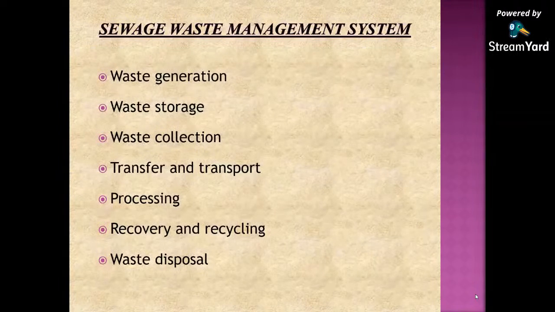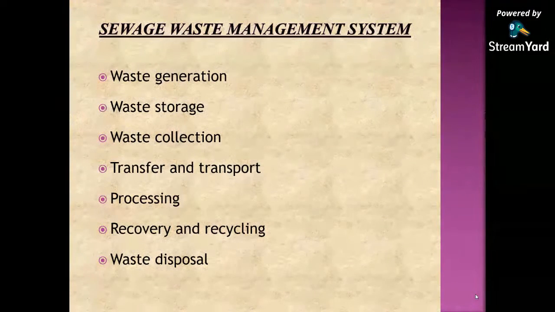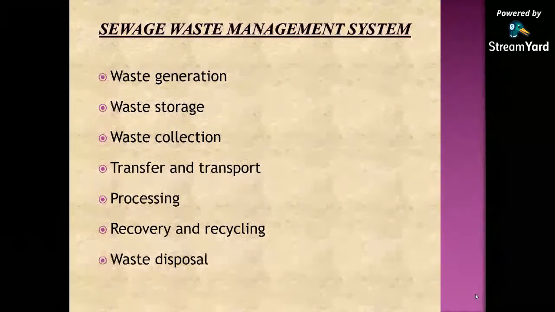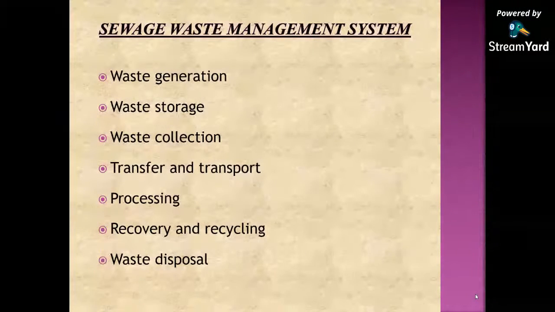So the functional elements that constitute the system are: first is waste generation, then waste storage, then waste collection, then transfer and transport, then processing, after processing, recovery and recycling, and the last process is waste disposal.